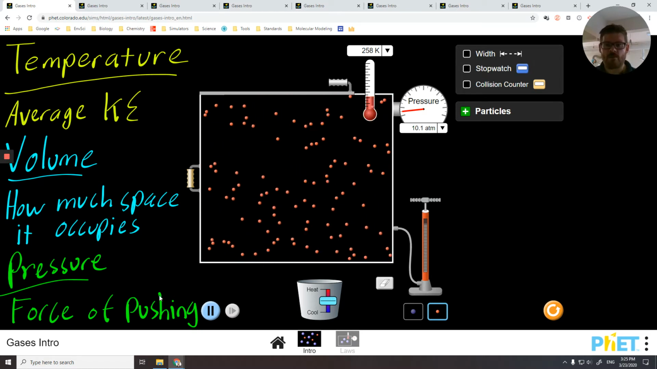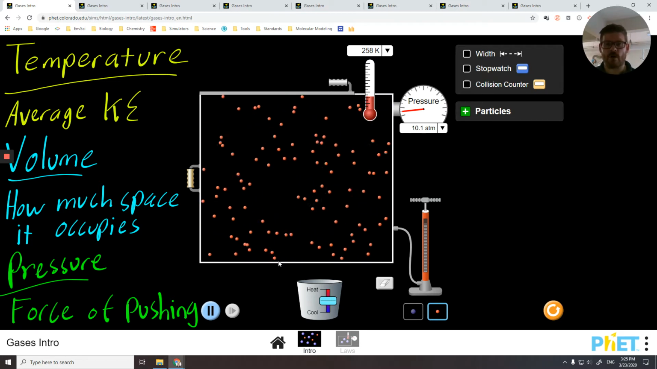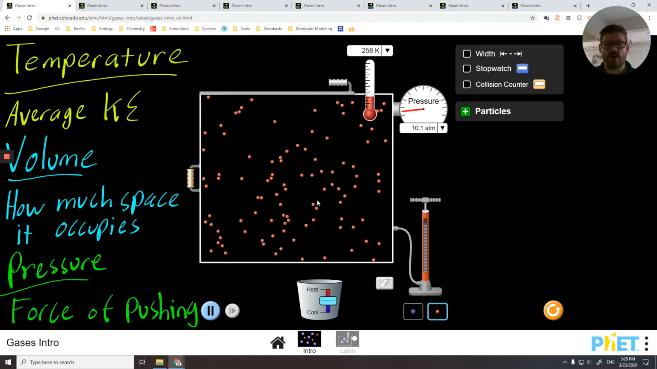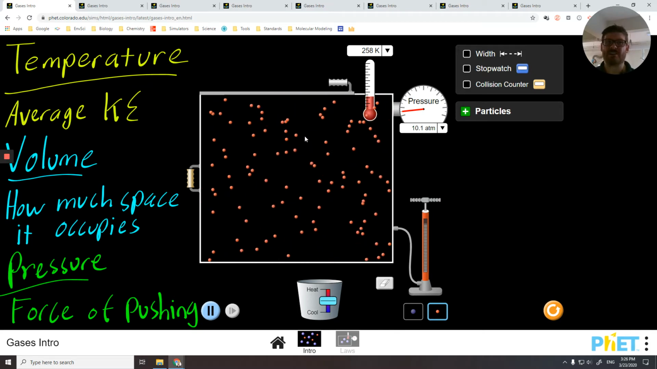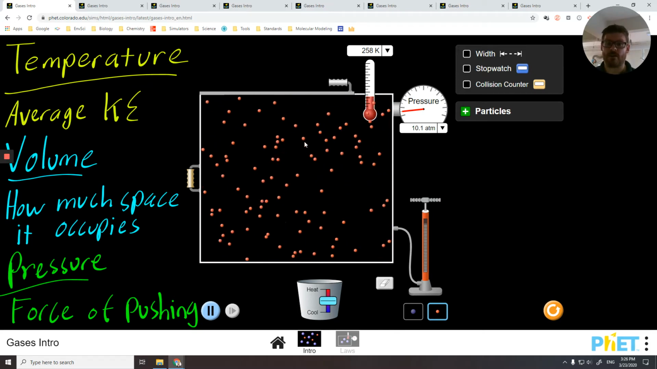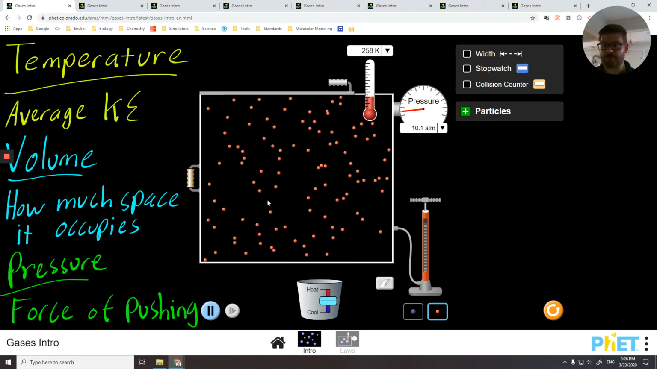Volume is simply how much space that sample occupies. It's the total of all the particles combined. For gases, we consider the volume of a single particle to be extremely small, and we don't count it for anything. But the total volume of the whole sample can be much greater.